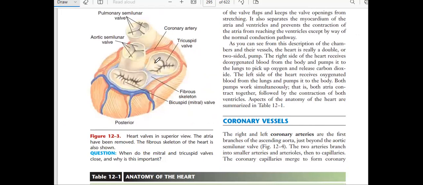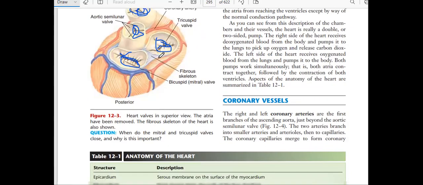This is the tricuspid valve from the superior region. You can see this is the semilunar valve. This is the aortic valve, bicuspid valve. This is the tricuspid, bicuspid. This is the semilunar, pulmonary. Okay.